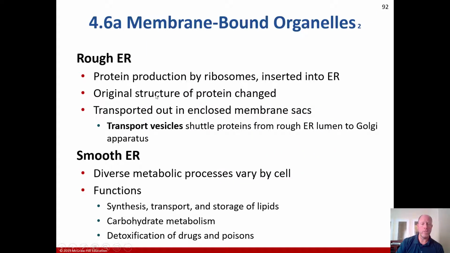As far as the rough ER goes, as just mentioned, proteins are produced by the ribosomes and inserted into the endoplasmic reticulum. The original structure of the protein is unchanged, and they're transported out in closed membrane sacs, transport vesicles, which shuttle the proteins from the rough ER lumen to the Golgi apparatus. Smooth ER has diverse metabolic processes that vary by cell. Functions include synthesis, transport, and storage of lipids, carb metabolism, and detoxification of drugs and poisons.